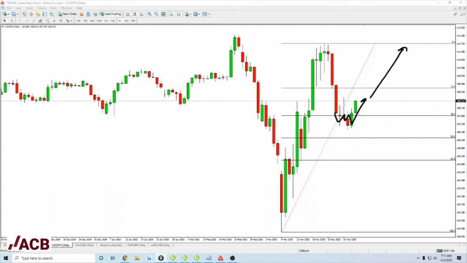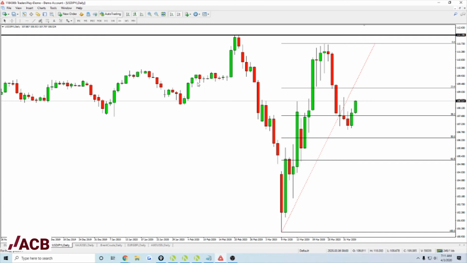I think it's very possible, and I also think that it's possible that we see a move back to the previous high here, right around that 112.20 level. So that's what I'll be looking for. I think that we have potential to see price head up that way, and I think there might be some pullback plays along the move up. So keep an eye out on that.